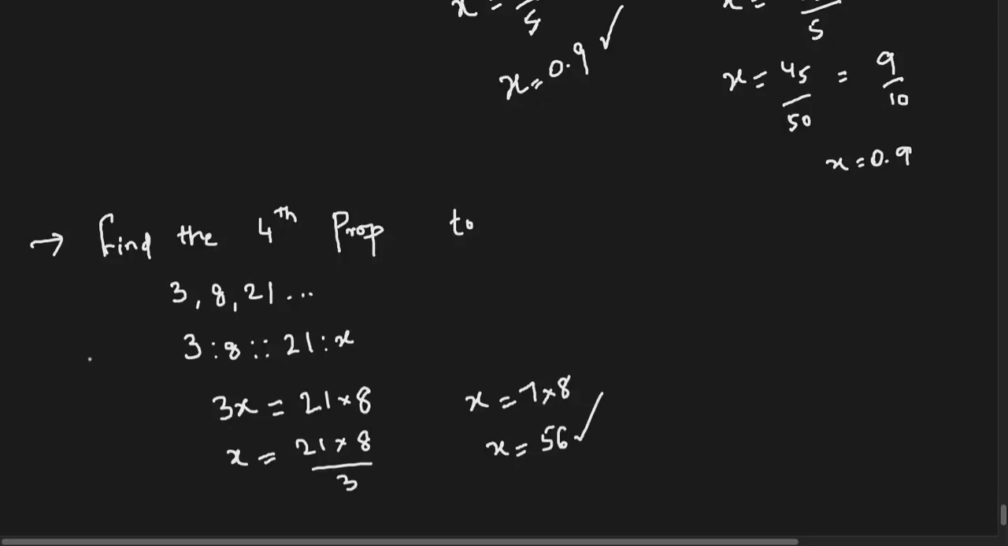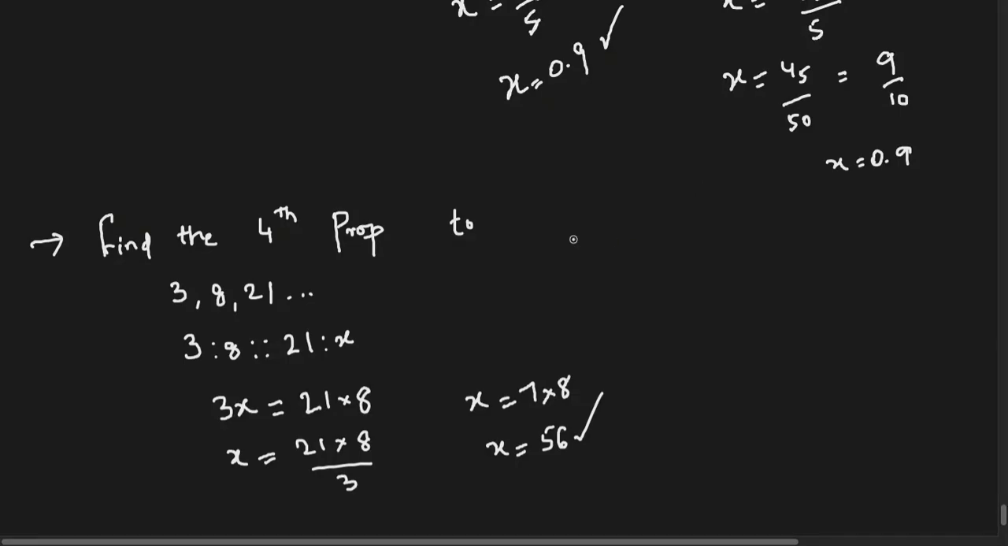So simple. Whenever it is given, find the fourth proportional, 1, 2, 3 are given, the fourth is missing. Put it as x. You know that product of means equals product of extremes whenever the terms are in proportion. Got it? So just multiply and equate to get the value of x. That is the fourth term. Okay, so similarly, we'll do find the third proportional.